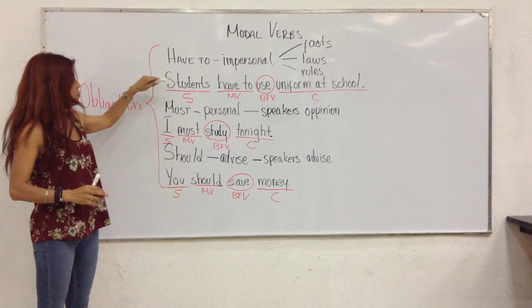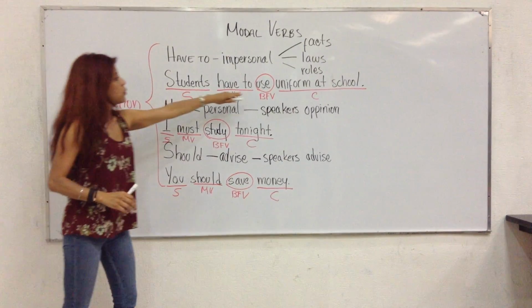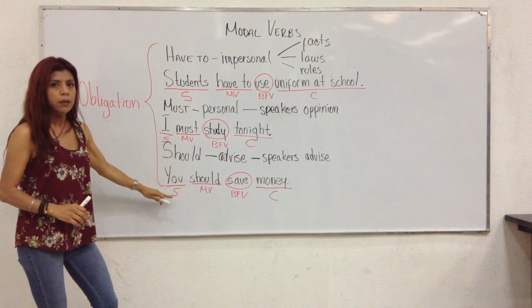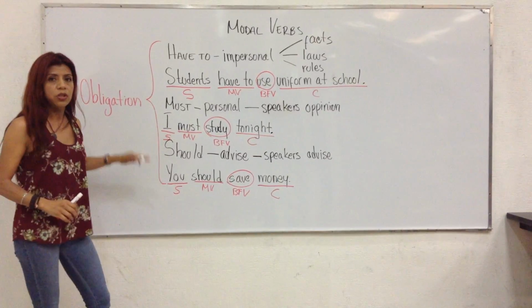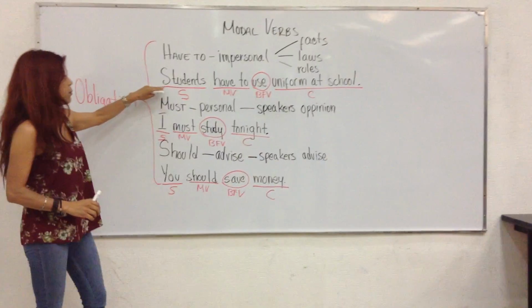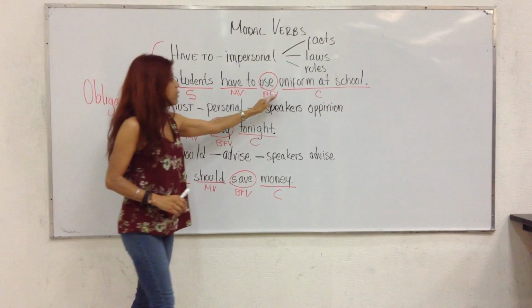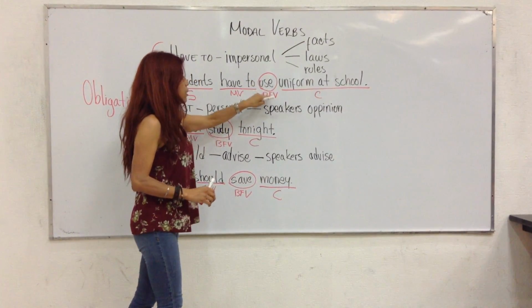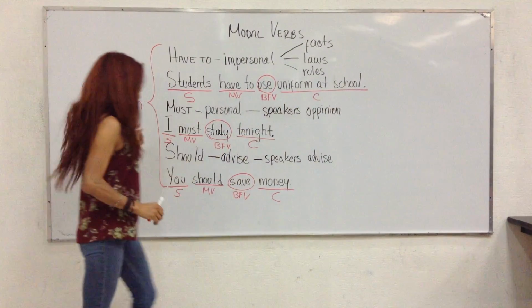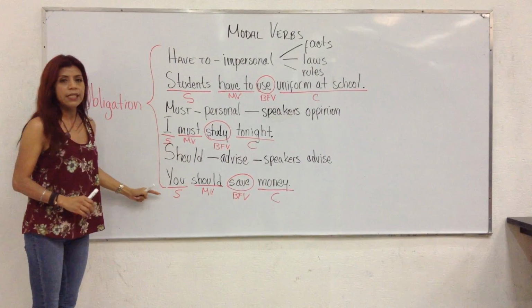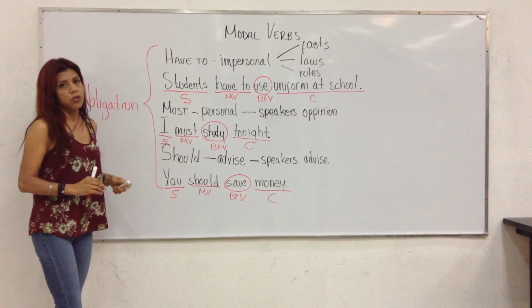As you can see, all the grammatical rules are the same. Okay? So the grammatical structure is the same. For example, here we have my subject, my modal verb, then my main verb in the base form, and then my complement. As you can see, in the three different examples, the same structure.